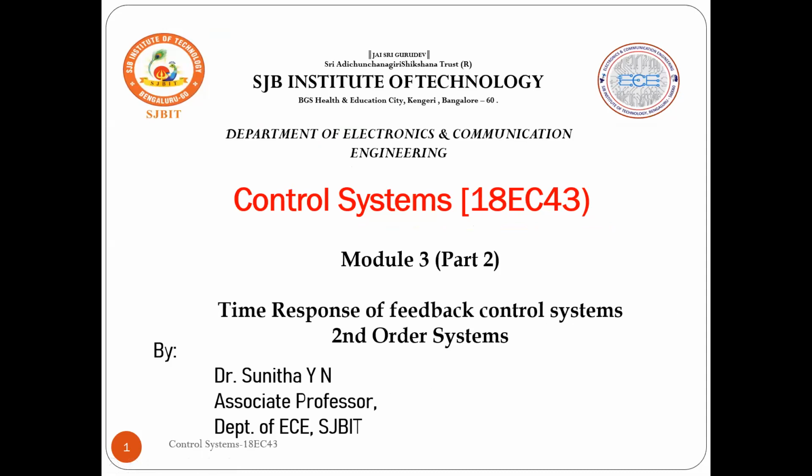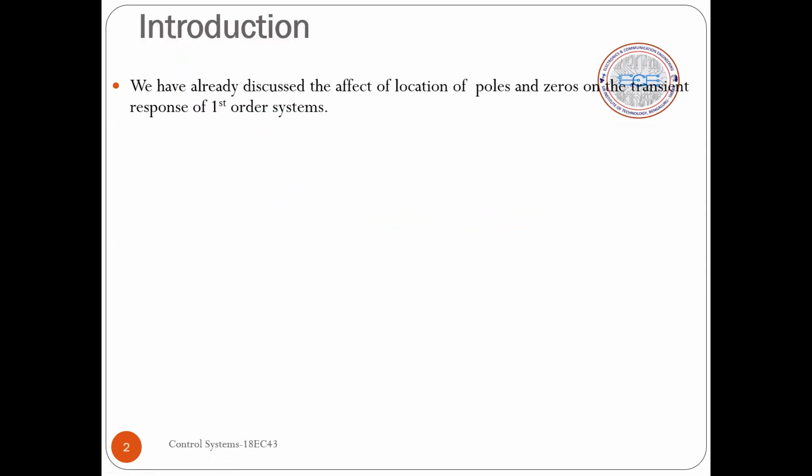Good morning, dear student. Let us start the second part of module 3, that is, the time response of feedback control systems: second order systems. We have already discussed the effect of location of poles and zeros on the transient response of first order systems. We have seen all possible conditions, and how the response is affected if we add a zero.